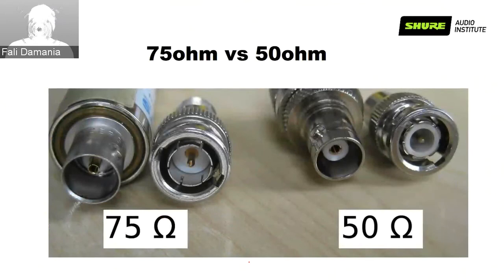Next, just so that you can understand the difference between a 75 ohm and a 50 ohm connector. Yes, the connectors are different. This is what a 75 ohm connector looks like. This is what a 50 ohm connector looks like.